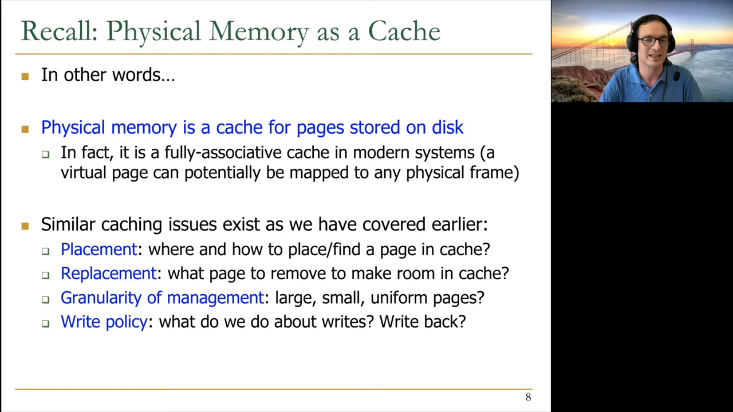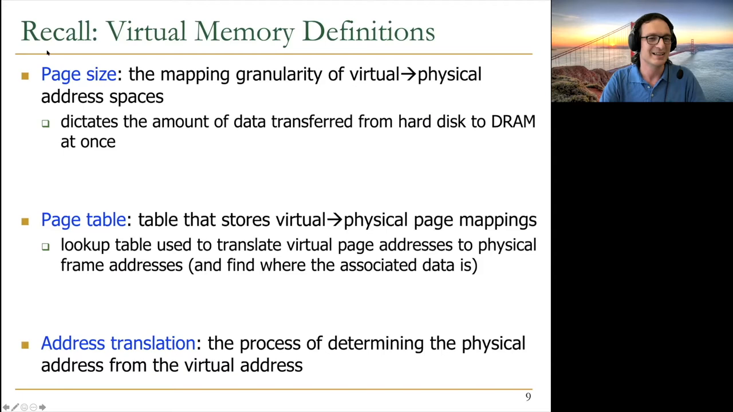Okay, some definitions just to get you on the same page again. No pun intended with the page over here, but essentially page size is the mapping granularity, as we discussed. It also dictates the amount of data transferred from hard disk to DRAM at once. You could optimize that. You could sub-page things, just like we did sub-blocking, if you remember, in caches, right? But you need to be very careful about this because now things are exposed to software, which is the operating system. Page table, I've already said that multiple times. It's a lookup table that's used to translate virtual page addresses to physical frame addresses. And address translation is that translation process.